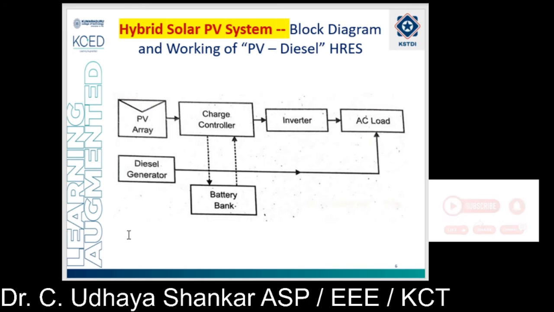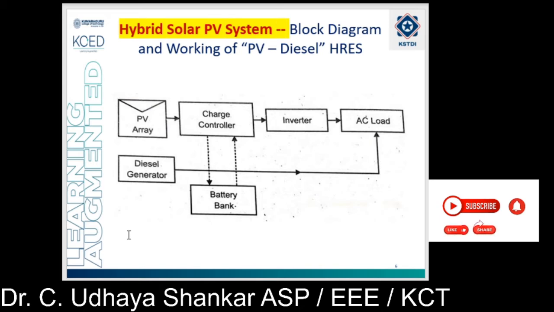The PV diesel HRES, as I already told, is used for remote locations, remote villages and forest areas, and similarly in mountain regions where grid connection is not feasible. It consists of a PV array, a DG set, that is the diesel generator set, and a battery bank. Whenever power from the PV array and battery bank is not sufficient to meet the load, the diesel generator set is switched on. The diesel generator set also charges the battery bank.